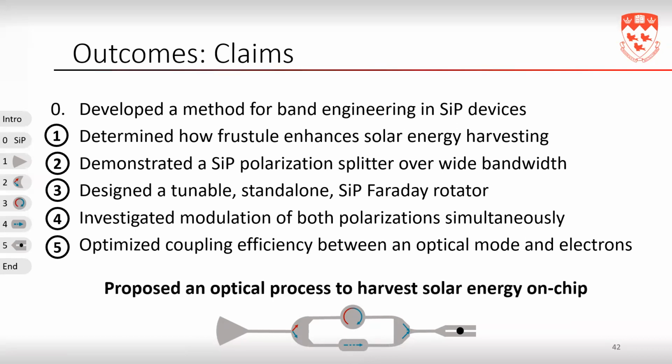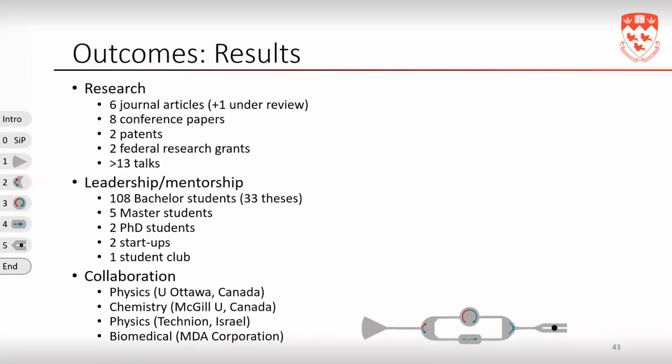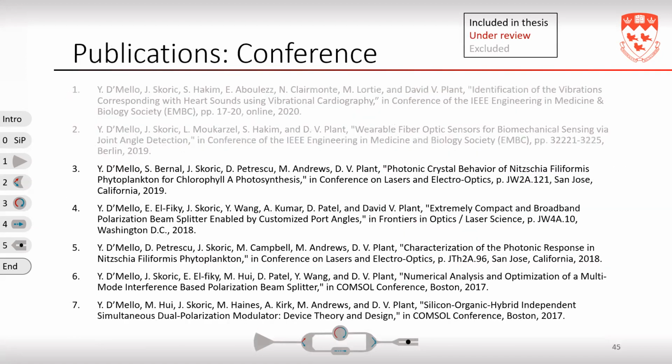Putting all of these together, I propose an optical process to harvest solar energy on chip to show that it could be done. The results of this work are split up into research, leadership or mentorship, and collaboration, as you see here. My main learning outcome was that my idea is much bigger than my plans, and my results are a very small combination of both. The resulting publications are shown here, with one paper under review and one paper that appeared in the press quite recently. The conference publications here, and patents shown here.